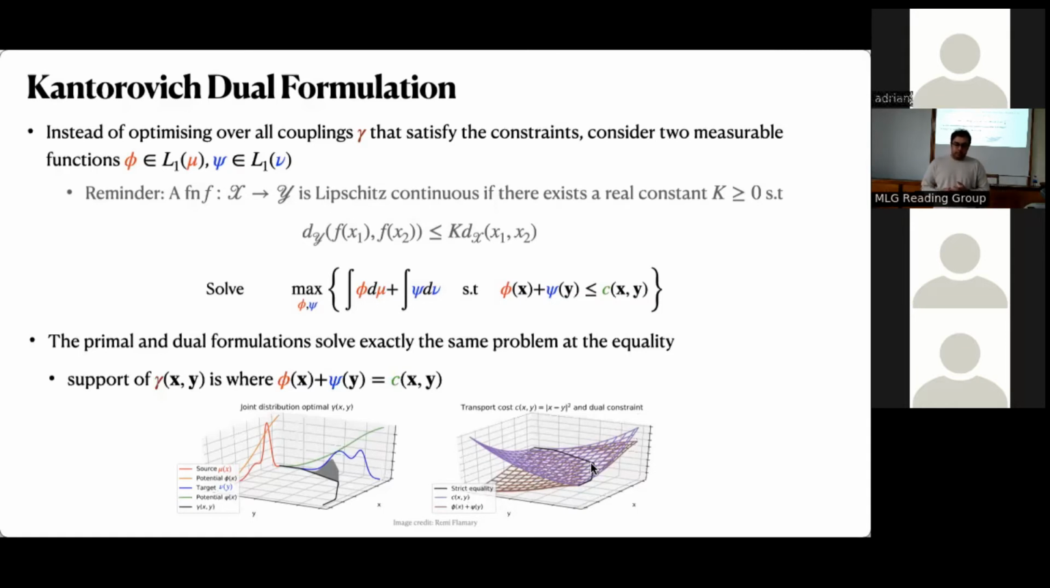And the equality where the sum of these two functions is equal to the cost function gives you exactly the same coupling that you had in the primal formulation. So basically these two ideas are equivalent, and you will want to maximize the dual formulation instead, given the constraint that the sum of these two functions is less than or equal to C, and they will be satisfied at C.